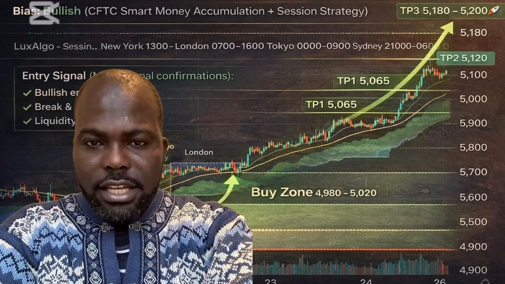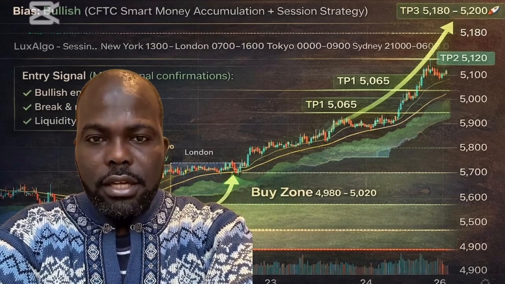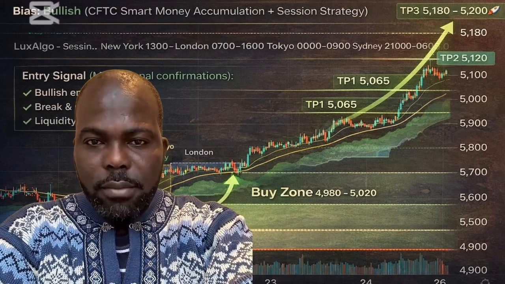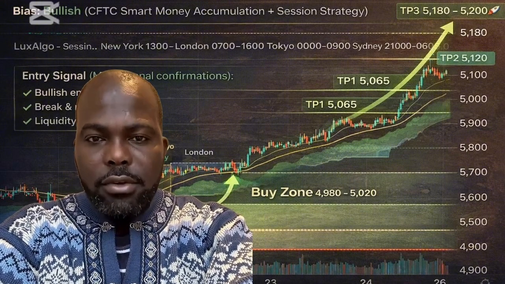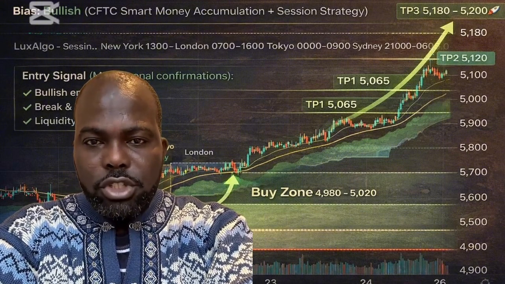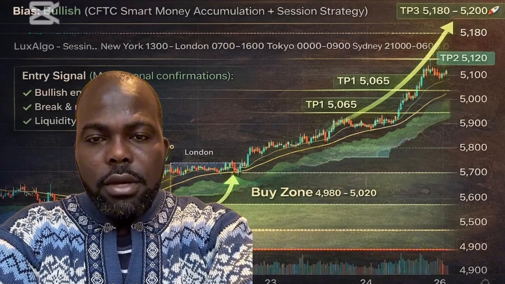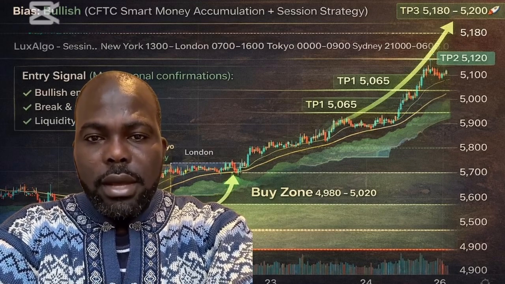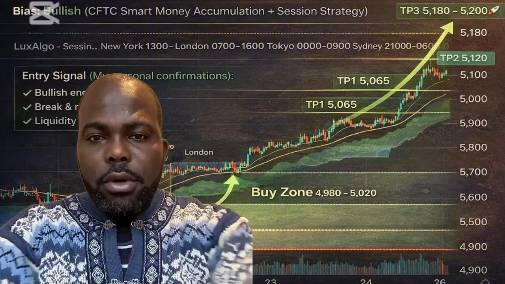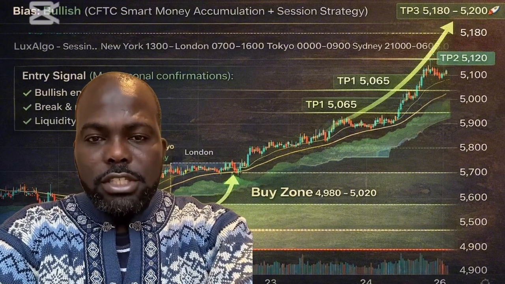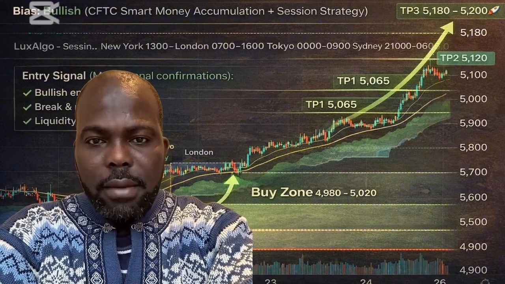Another very important point is market condition. Even with the best indicator, there are times when the market is simply not clean. If price is choppy, moving sideways, producing small candles, or if support and resistance zones are very close to each other, that is not a good environment to trade. In those moments, patience is your edge. Waiting protects your capital.